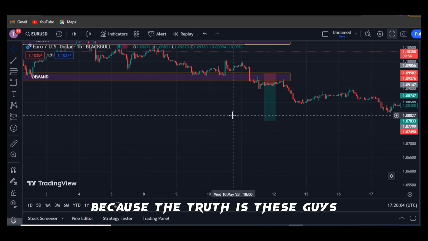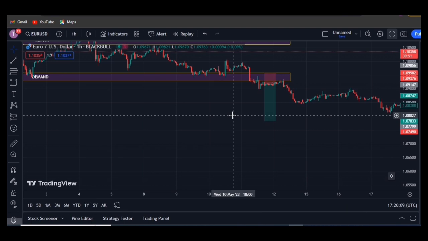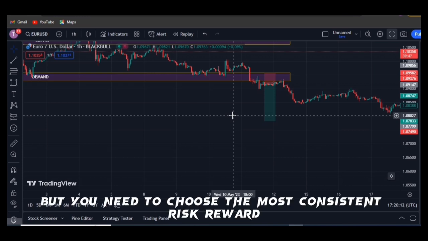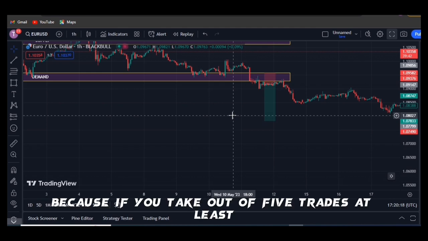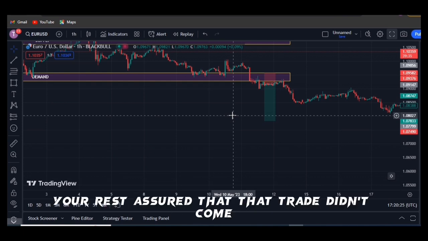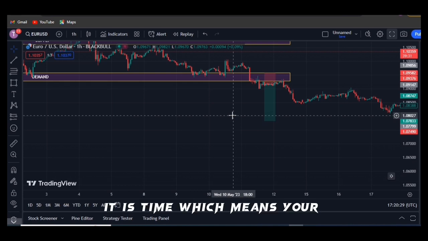Because the truth is this, guys. The market can give you 1:5, 1:7, 1:10, but you need to choose the most consistent risk reward. How about I say we go for 1-3? Because if you take out of 5 trades, at least if any will lose, you are rest assured that trade didn't come. You understand?